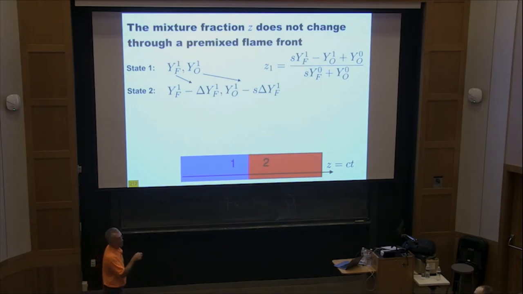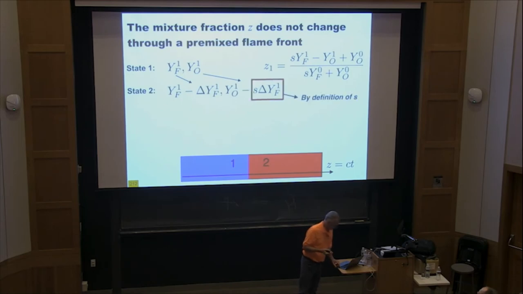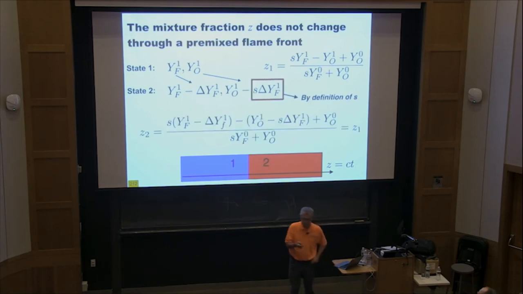Now, you go through the flame front. If you go through a premixed flame front, the fuel will decrease by an amount delta Y_F1, but the oxidizer will decrease by an amount delta Y_F1 multiplied by S. That's the definition of the stoichiometric ratio. If you burn 1 kilogram of fuel, you burn S kilograms of oxidant. So now if you compute Z2 with these values here, you see that actually these two terms go away.